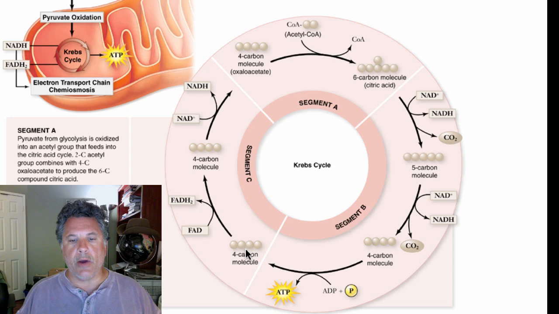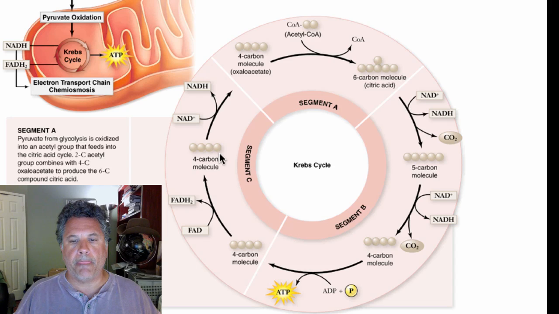So here we are now at a 4-carbon molecule in which we have another oxidation reduction reaction in which FAD becomes reduced to FADH2, and we have oxidation of that 4-carbon molecule. And finally, again, we regenerate oxaloacetate at the end of the cycle and produce another molecule of NADH, reducing NAD plus by adding 2 electrons and a proton.